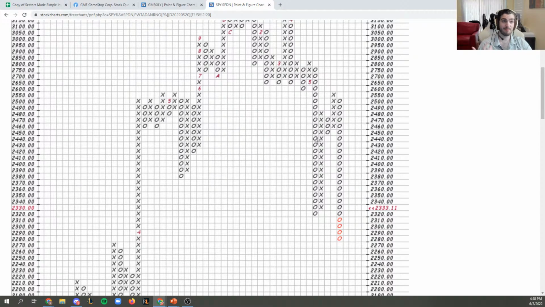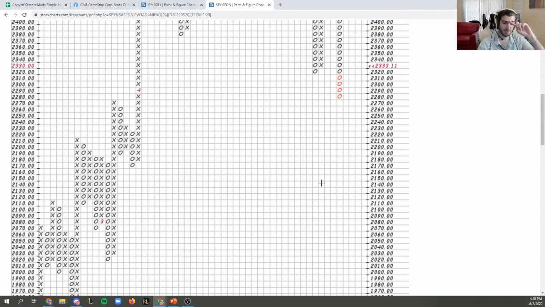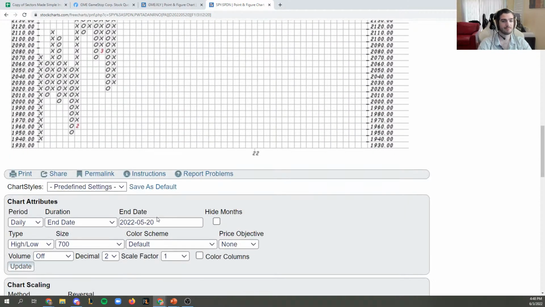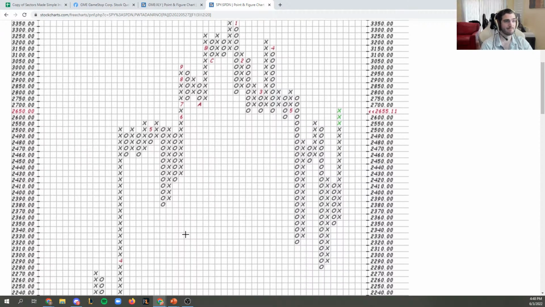So that was 2 weeks ago. We see that SPY is getting beat by the bears. The bears are beating the bulls. We now can go 1 week further. So this was last Friday, May 27th, where we see a column of X's. So short term, the bulls are beating the bears. Long term, the bulls are beating the bears.